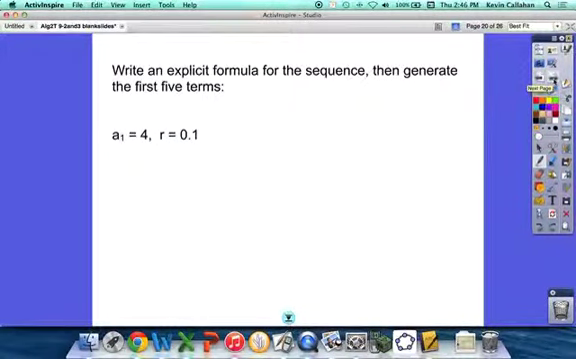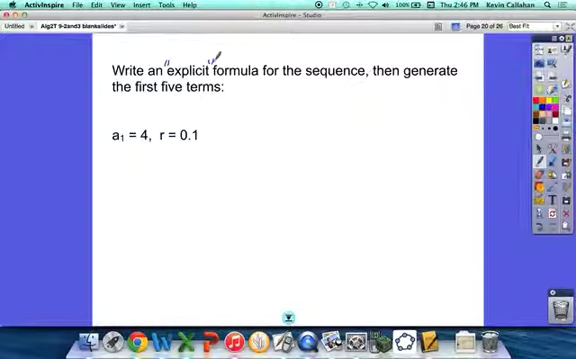So there's going to be some homework problems like this. They didn't have any examples, so I'm just going to show one like this. It says write the explicit formula. By explicit formula, we mean the one that we're using.